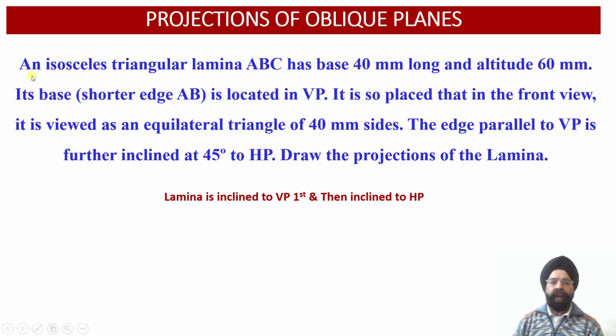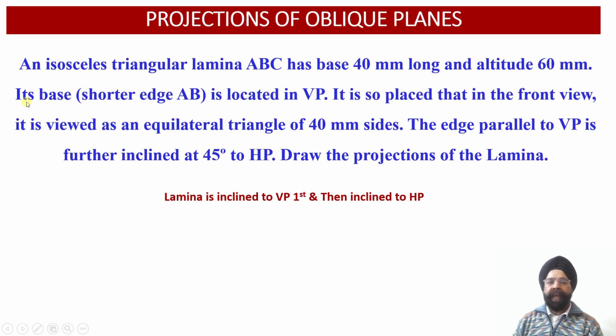So here we have an isosceles triangular lamina ABC which has its base as 40 millimeter long and the altitude of the isosceles triangle provided as 60 millimeter. Please check, we have not been provided with the length of the isosceles edges of this triangle. Rather, instead of that, we have been provided with the altitude of this isosceles triangle as 60 millimeter.